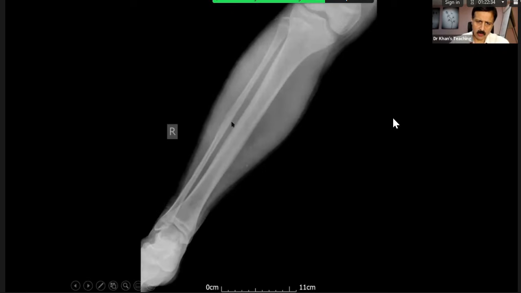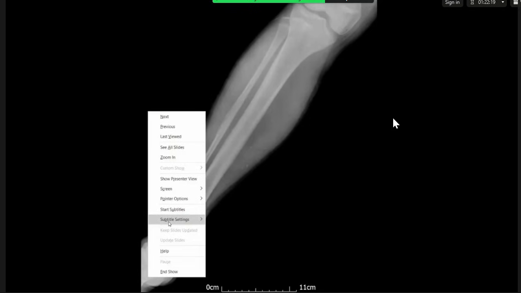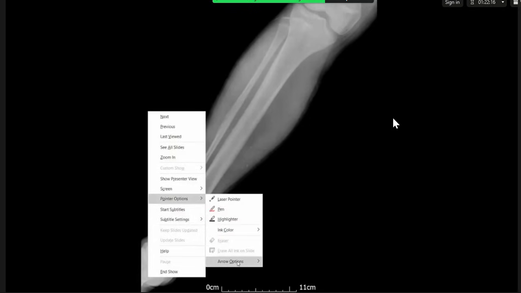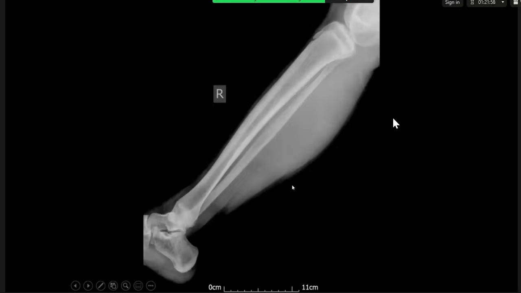So what do you think, how will you describe the finding here? So there's an ill-defined area involving the lateral cortex. It has a wide zone of transition. It's poorly defined, and I'm concerned that this represents an aggressive process. There isn't any associated involvement of the medullary cavity, and it's quite focal in nature. Right. So what would you like to do to characterize this? So I would recommend an MR.